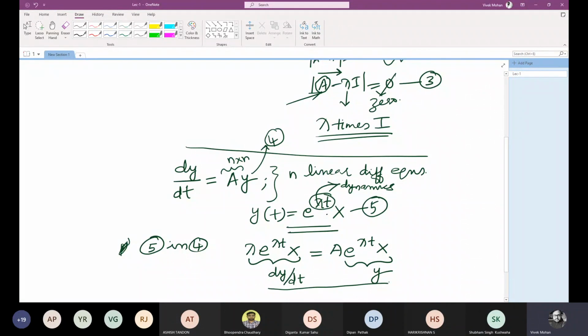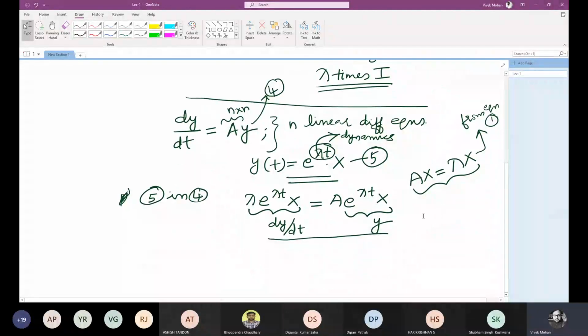Now we know that x equal to 0 is not a useful result. So we are trying to find that lambda and x for which this equation is satisfied. Ax equal to lambda x. This is from equation 1.